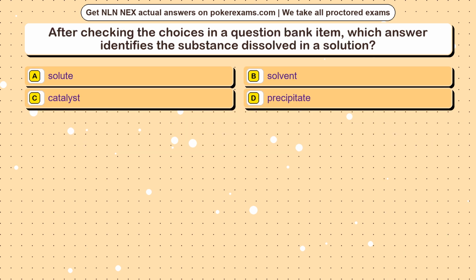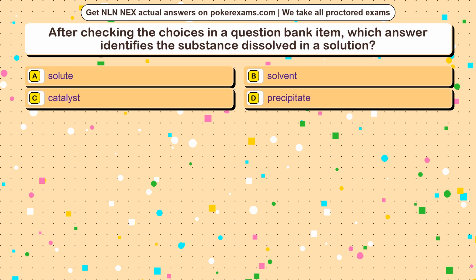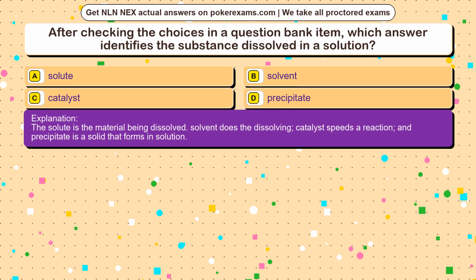Question 3. After checking the choices in a question bank item, which answer identifies the substance dissolved in a solution? Option A, solute. Option B, solvent. Option C, catalyst. Option D, precipitate. The correct answer is option A. The solute is the material being dissolved. Solvent does the dissolving, catalyst speeds a reaction, and precipitate is a solid that forms in solution.